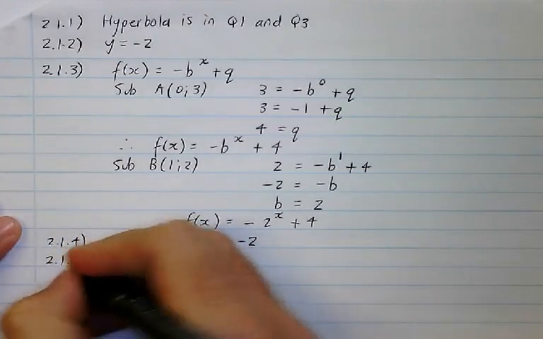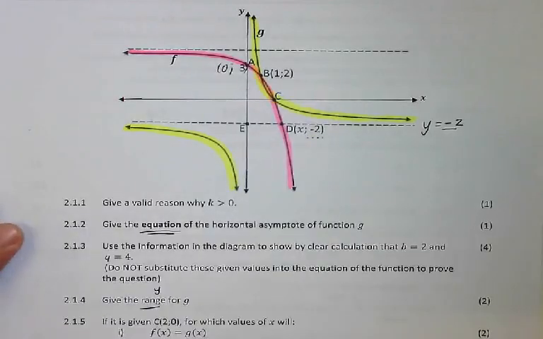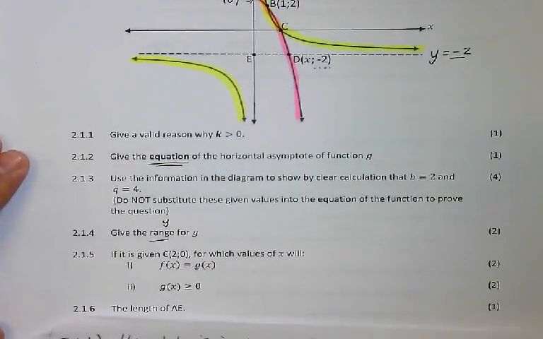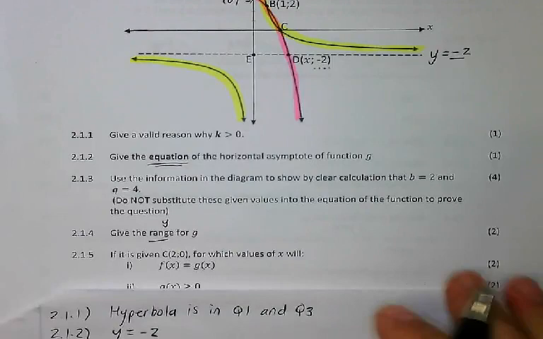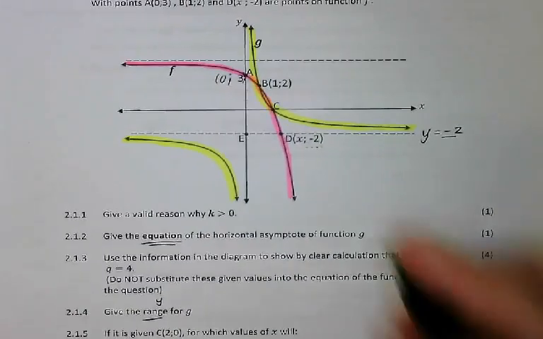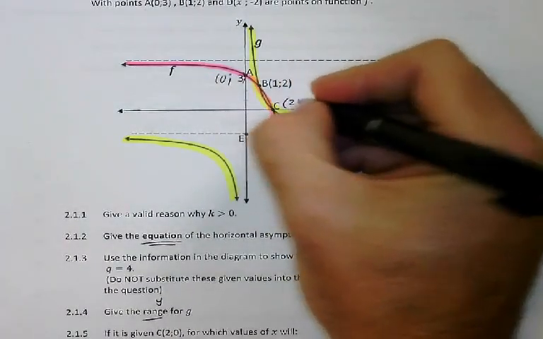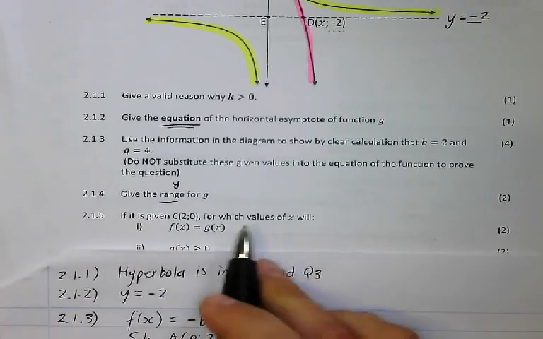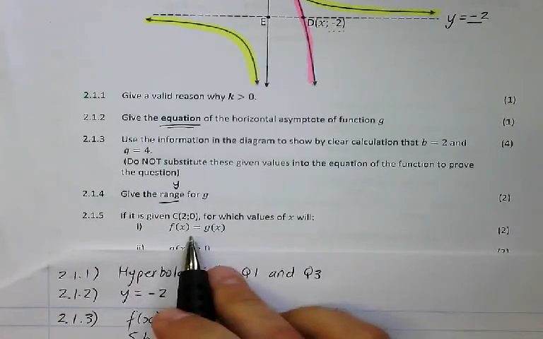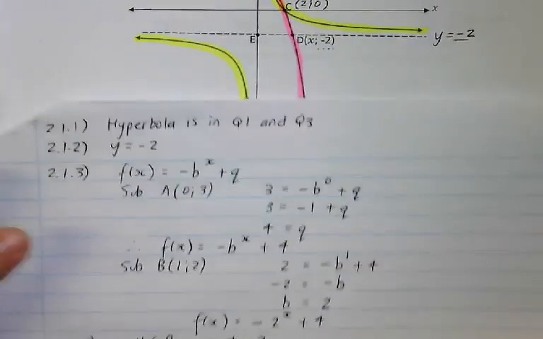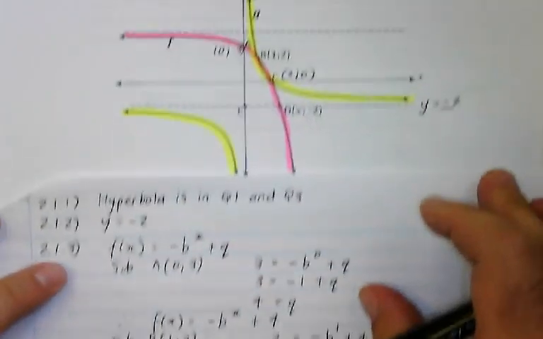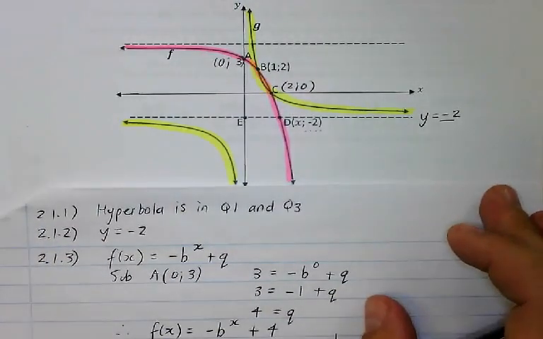2.1.5, if it is given that C is the position (2, 0), let's add that to our picture here. C is (2, 0). It then goes on to say, for which values of x will f(x) equal our g(x)? In other words, the points of intersection where the yellow hyperbola and the pink exponential would equal each other. So x values are what we are after.